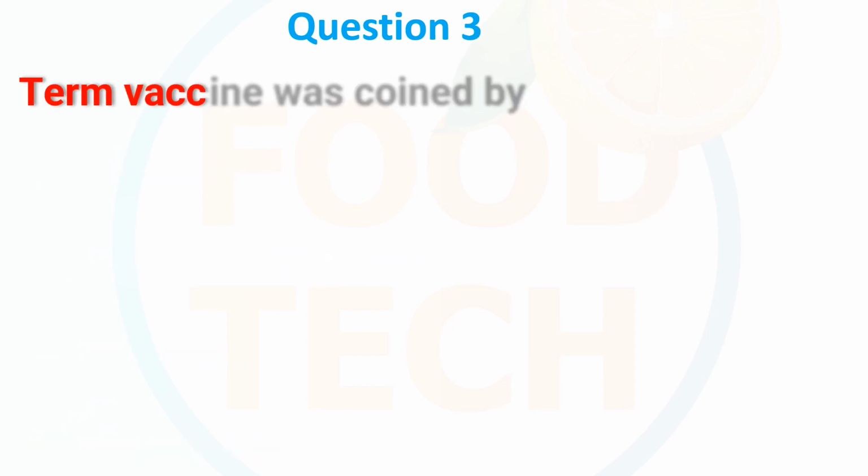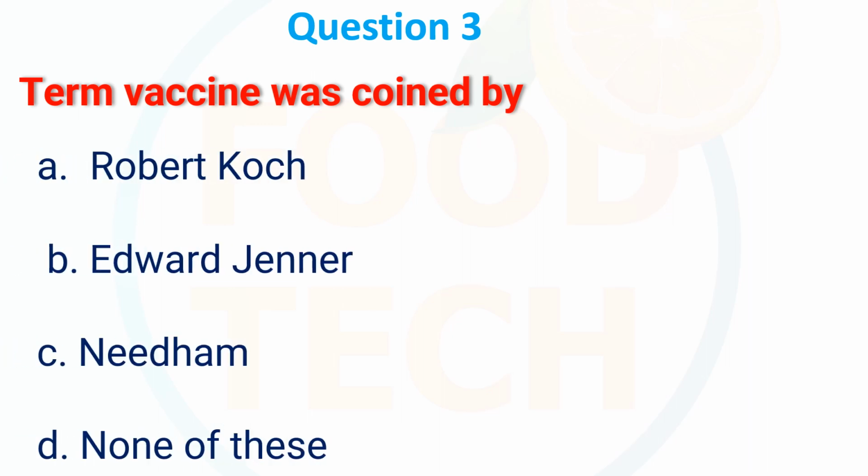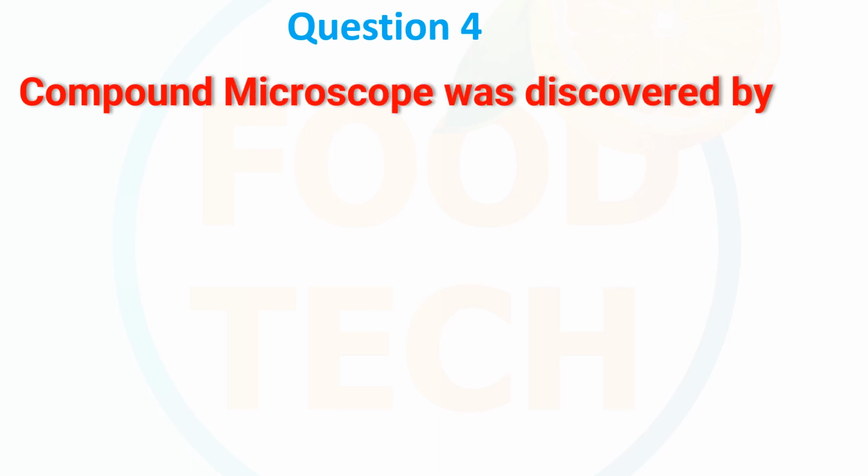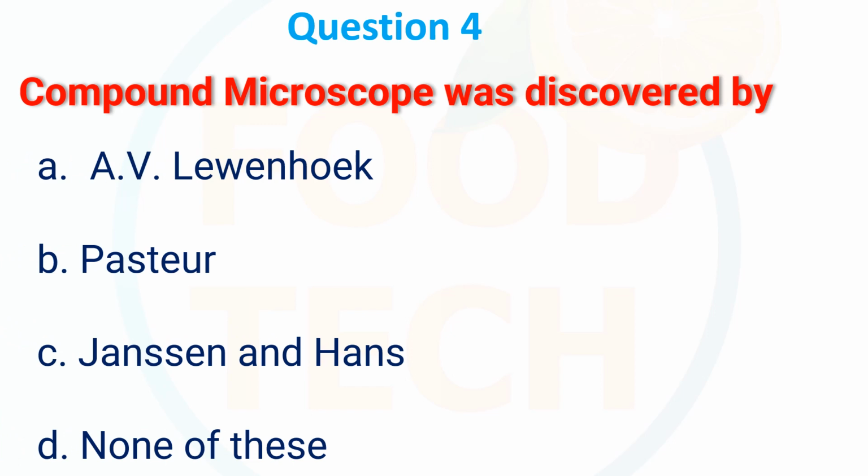Chondrioids. The term vaccine was coined by A. Robert Koch, B. Edward Jenner, C. Needham, D. None of these. The answer is B. Edward Jenner. Compound microscope was discovered by A. A.V. Leeuwenhoek, B. Purchard, C. Janssen and Hans, D. None of these. The answer is C. Janssen and Hans.